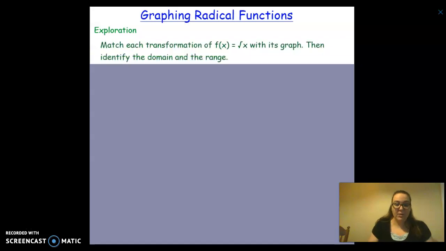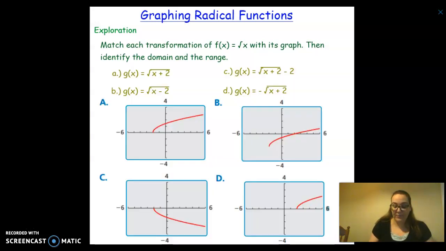So what I'm going to have you do here, I'm going to put up 4 functions, and I want you to try to match the function with the graph and then try to identify the domain and range if you can. So I'm going to pause here and let you do that.